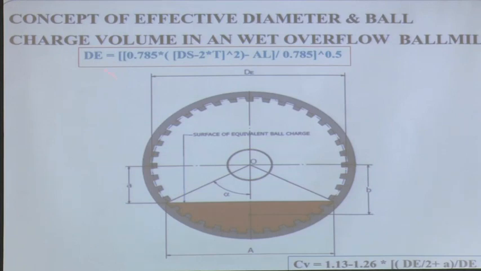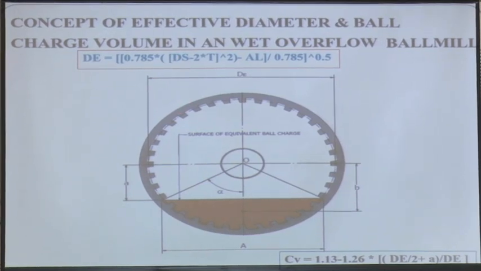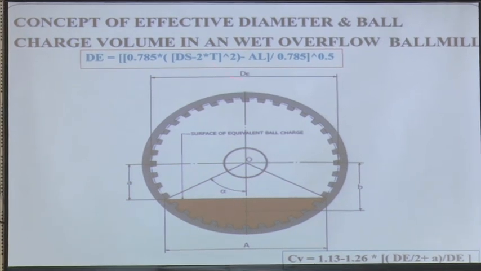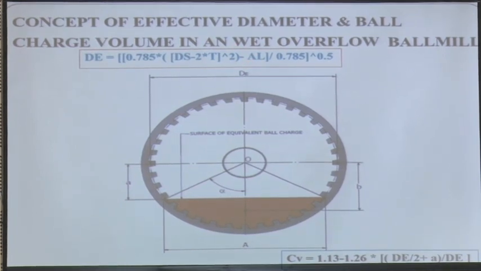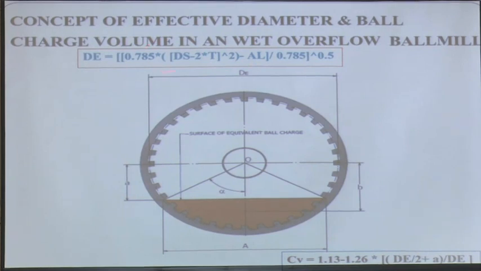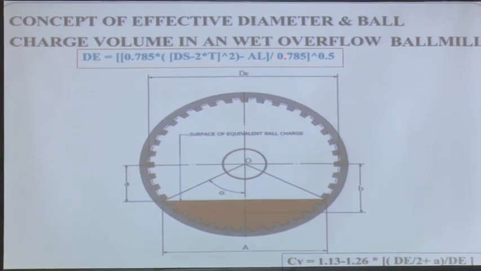Now, this is something we talked about, the effective diameter. You can see this line, the virtual line, is the effective diameter, DE, and DS is the mill diameter inside the sublining, 2 into T, T is the thickness of the rubber backing or the sublining. 6 mm sublining is normally used to protect the shell. Then AL is the area of the lining. You knock it off, and then you find out the equivalent circle for that, that is DE, which is a virtual circle, it does not physically exist.